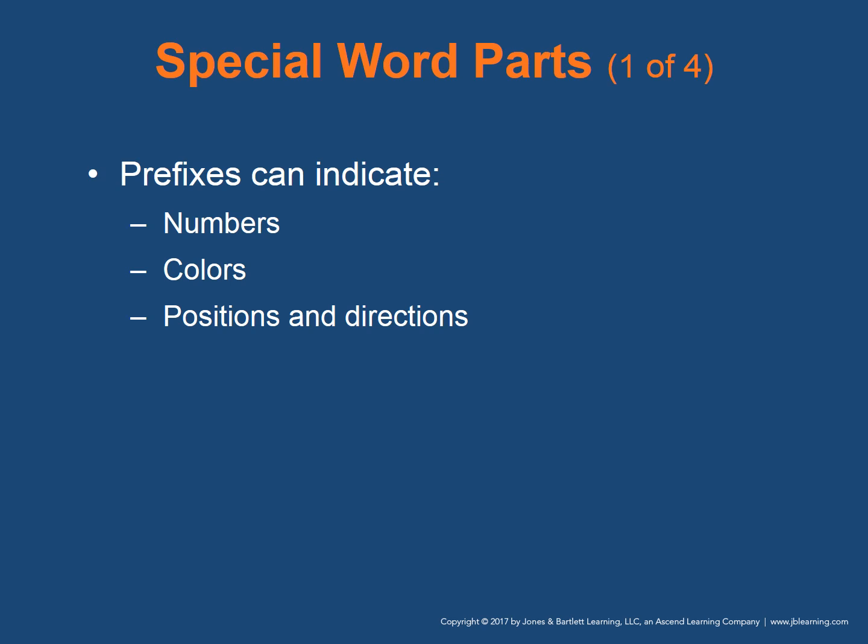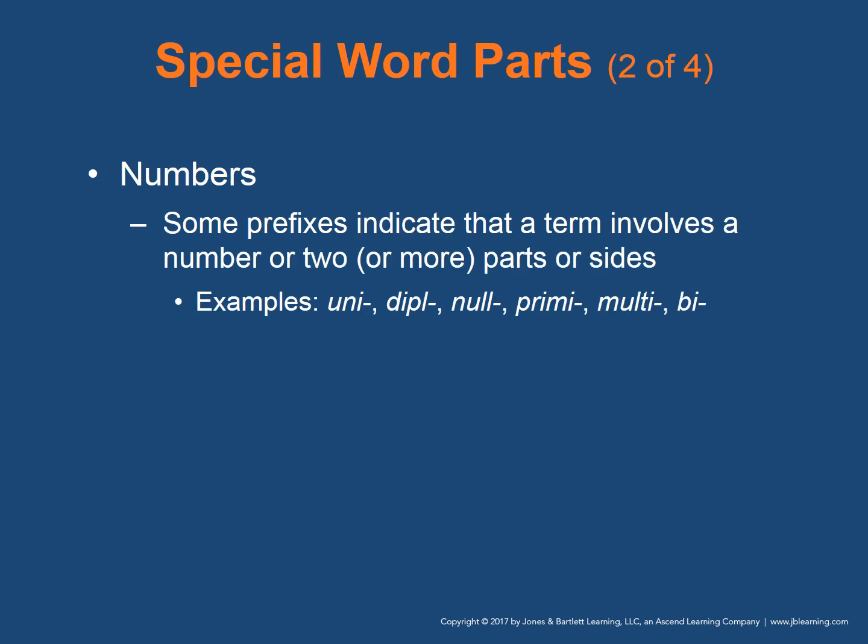So some prefixes. What do we use the prefixes for, right? Prefixes generally indicate numbers or colors, position, and directions. That's what we use them for. Some prefixes indicate that a term involves a number or two or more parts or sides, right? So all different ones here. Uni, one, diplo, two, null would be none. Primi, first. Multi, many. Bi is two. Goes on from there, right?